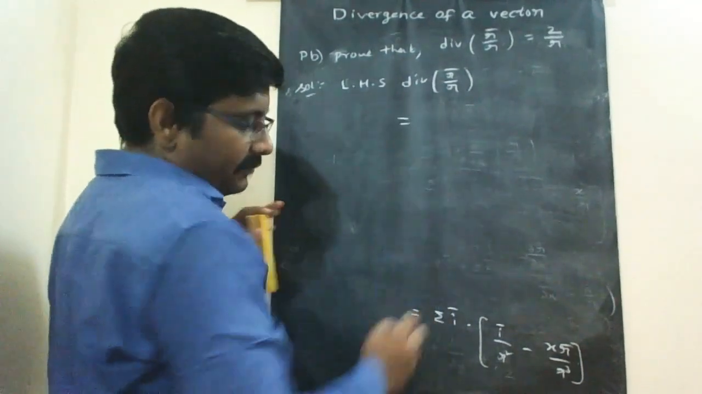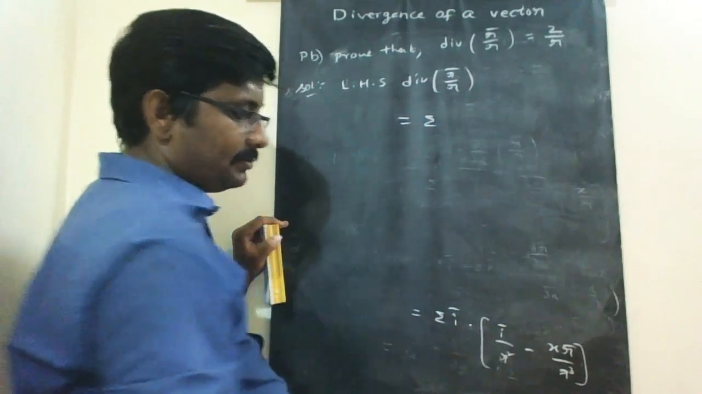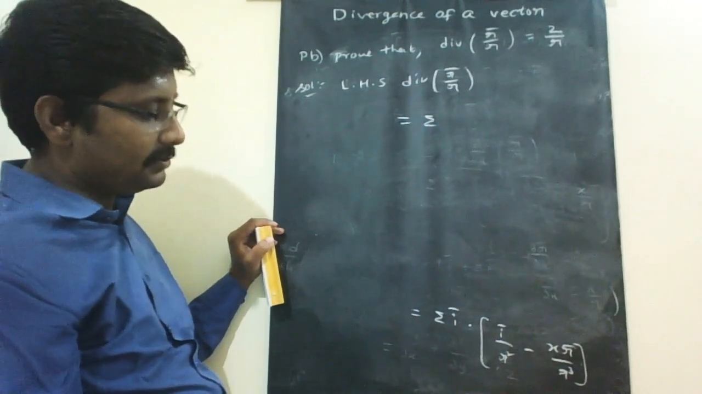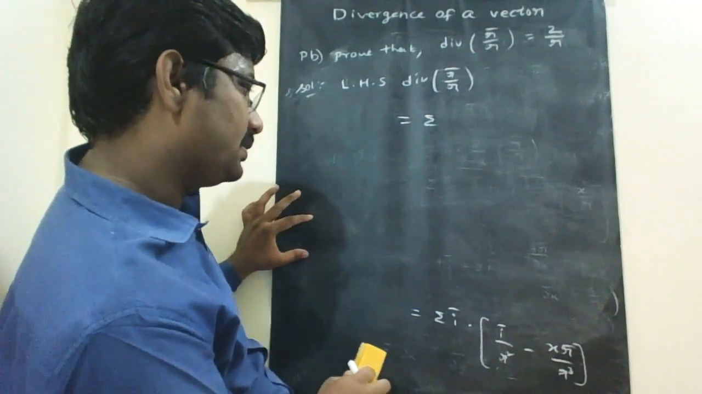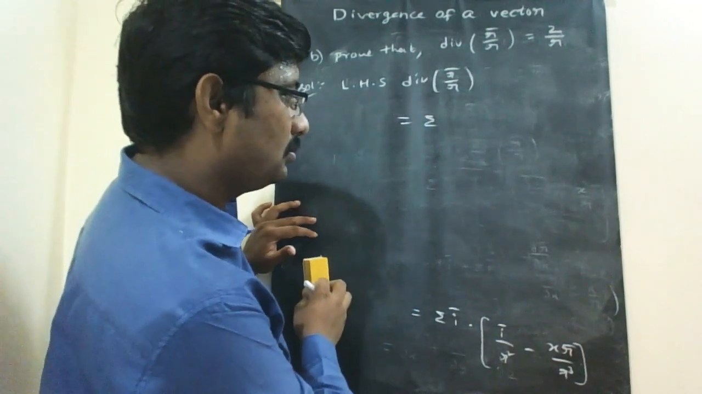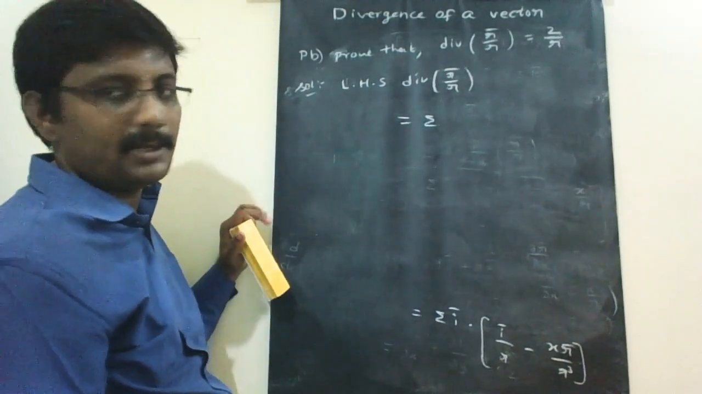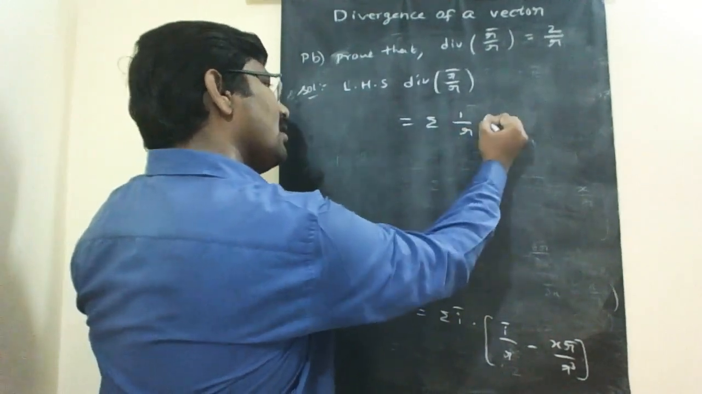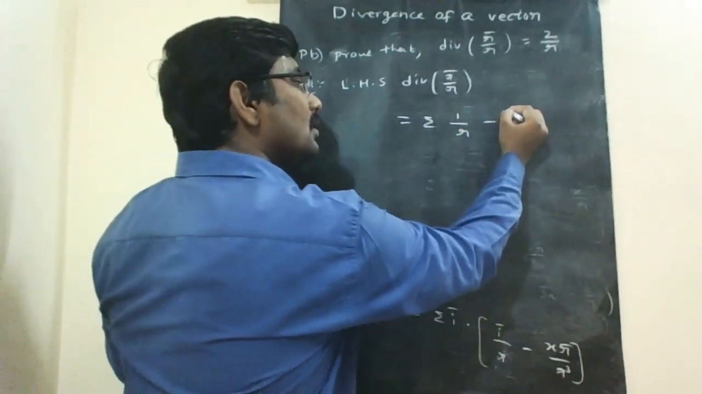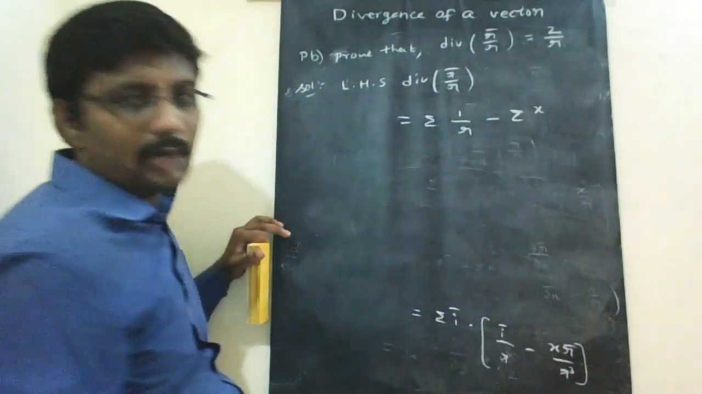So what is the divergence of R bar by R? The summation of i dot i... we have a slight mistake. R bar by R square. So one R gets cancelled, that is i by R. So i dot i is 1, so that is 1 by R minus summation of x into i bar dot R bar.